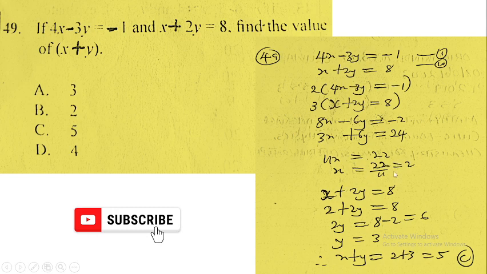Then substitute x equals 2 in any of the two equations. We have x plus 2y equals 8 in equation 2. Then put your x to be 2 here, plus 2y equals 8. Collect like terms: 2y is equal to 8 minus 2. 8 minus 2 is 6. Then if I divide that by 2, that will give us y to be equal to 3. So x is 2, y is 3. Then we have to find x plus y. That will be 2 plus 3, and that gives us 5. So option C is the correct option here also.